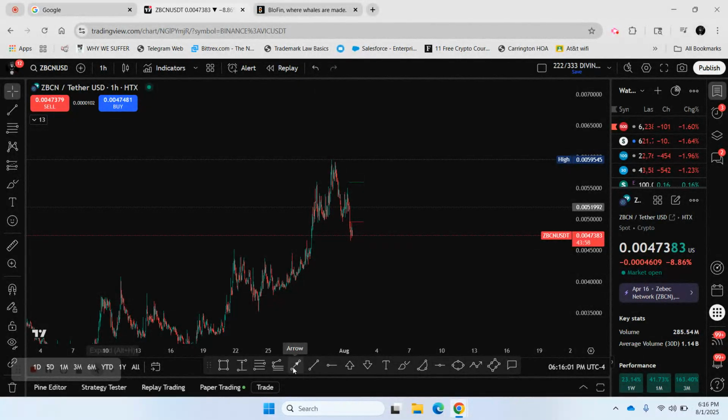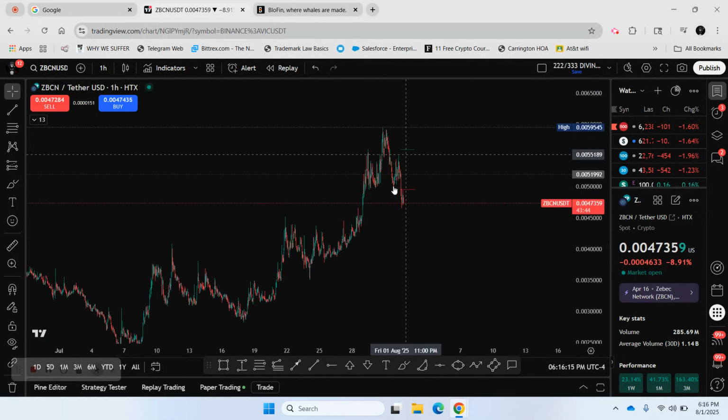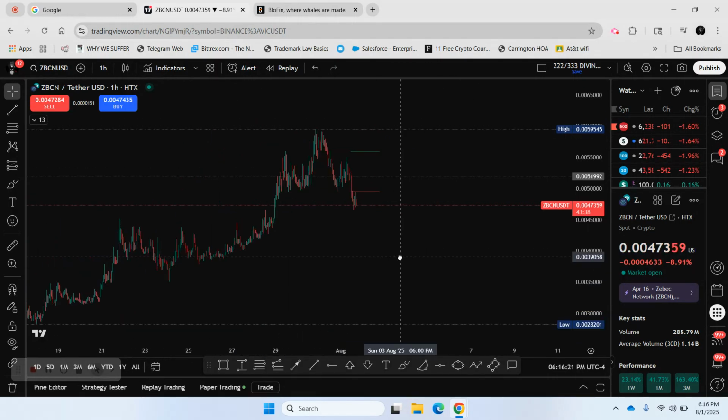All right, so I'm just going to do an analysis on a couple crypto projects. We'll start with ZBEC, and then we'll go over to Bitcoin. I'm on an hourly chart, and we've got a classic head and shoulders pattern showing up on the hourly chart, and we're already breaking this neckline.